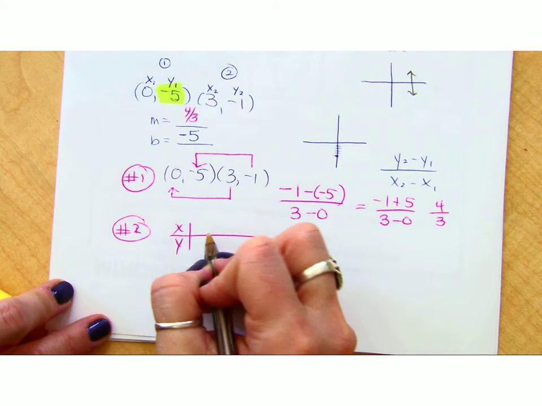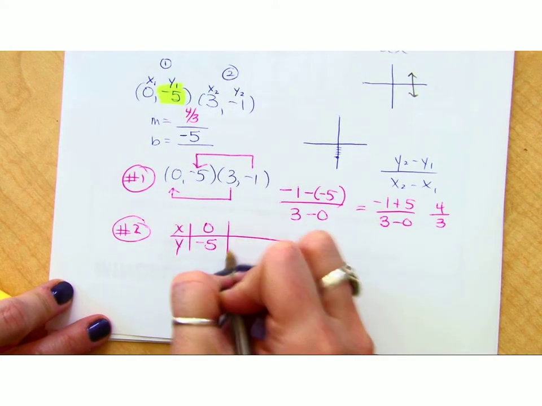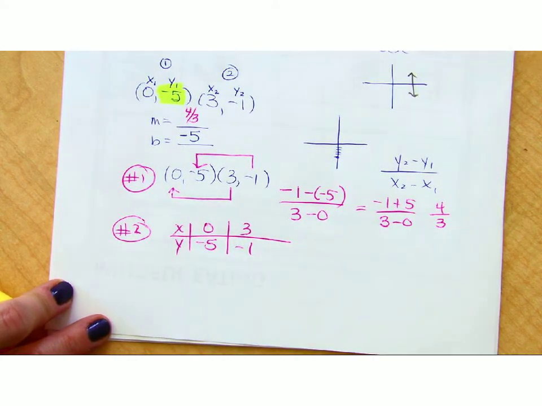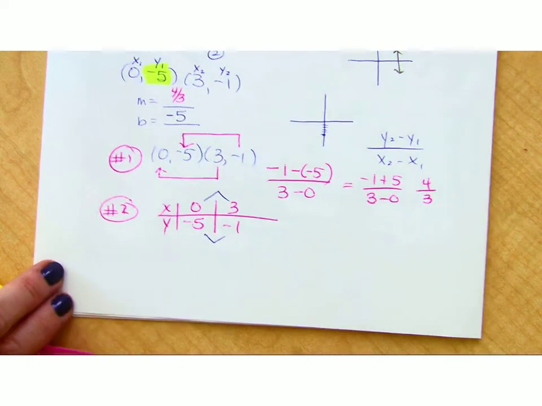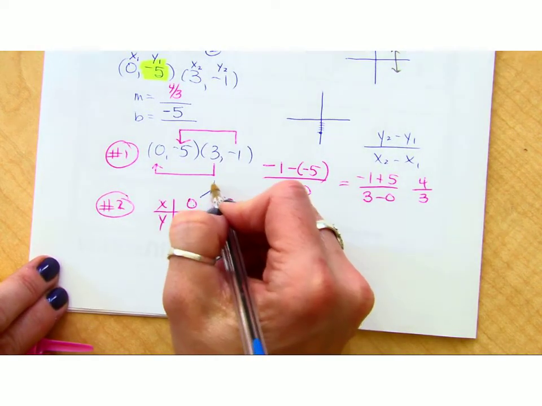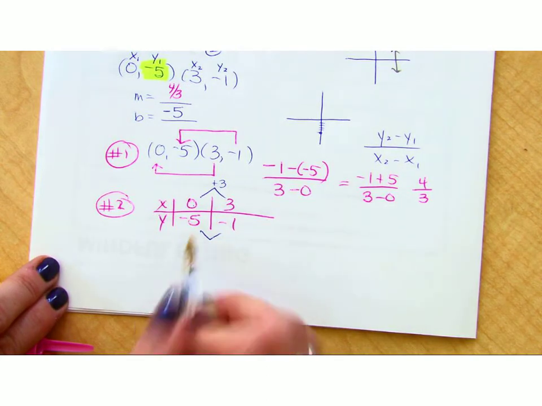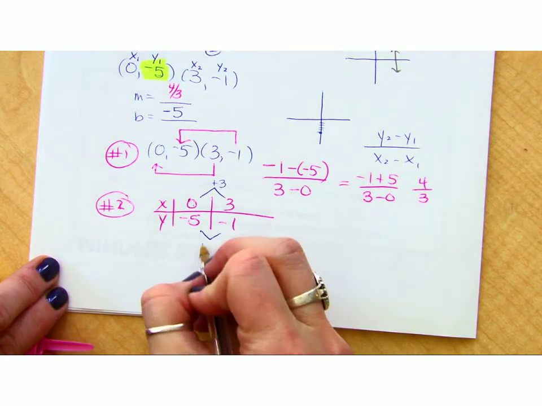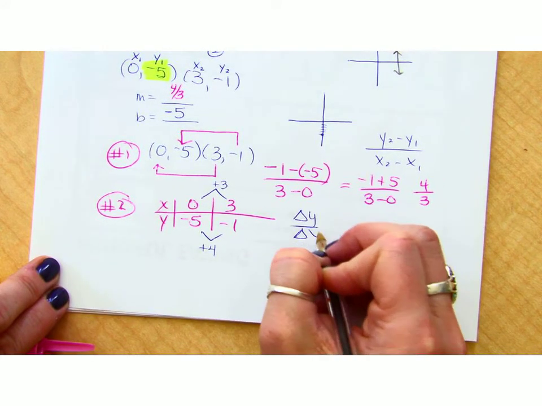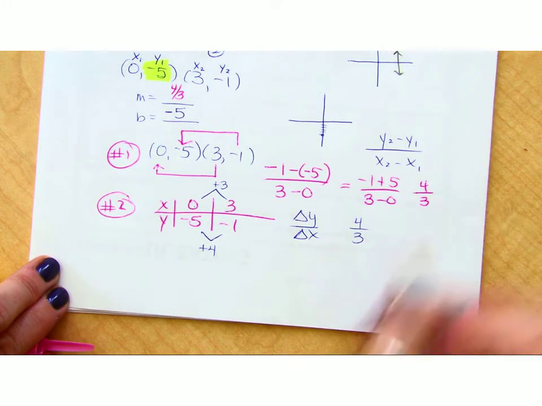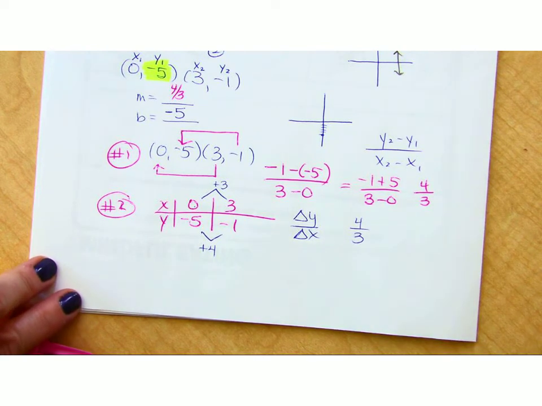So if you have 0, negative 5 and 3, negative 1, could you do it that way? Sure. What's the difference from 0 to 3? I went up 3. From negative 5 up to negative 1, I went up 4. Put the change in the y over the change in the x, and you got 4/3, just like you did here. Remember stack and subtract?